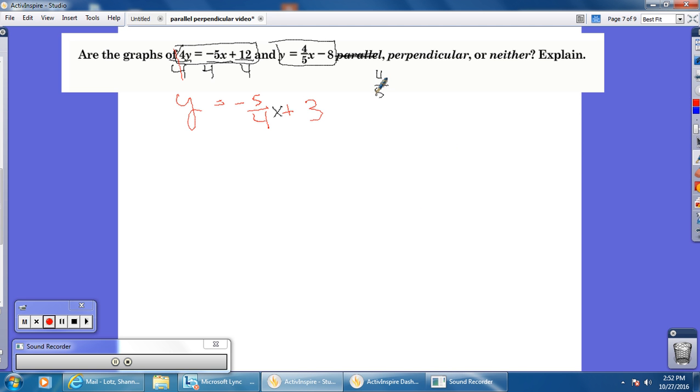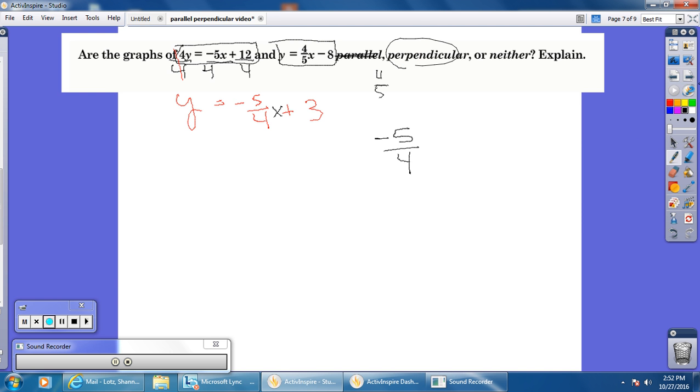Is it perpendicular? Well, let's take 4/5. Let's do step 1. Let's flip it. 5 over 4. And change the sign. Positive to negative. There you go. They're perpendicular.